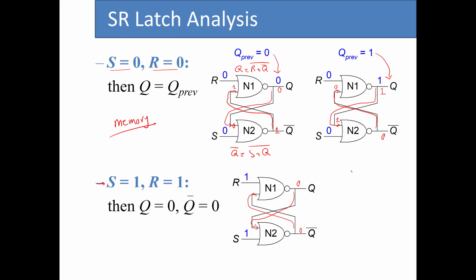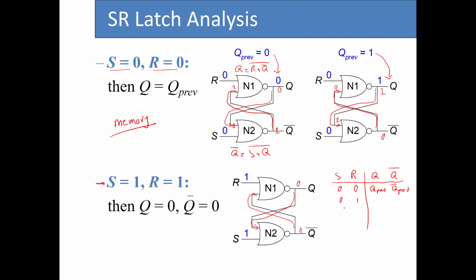So let me just quickly summarize what we had so far. So we have S, R, we have Q, Q bar. When both of them are 0, Q is the previous Q, Q bar is the previous Q bar. You see the same analysis that we did here for Q, we can do it for Q bar too. So that's why when both S and R are 0, Q is the previous Q and Q bar is the previous Q bar.